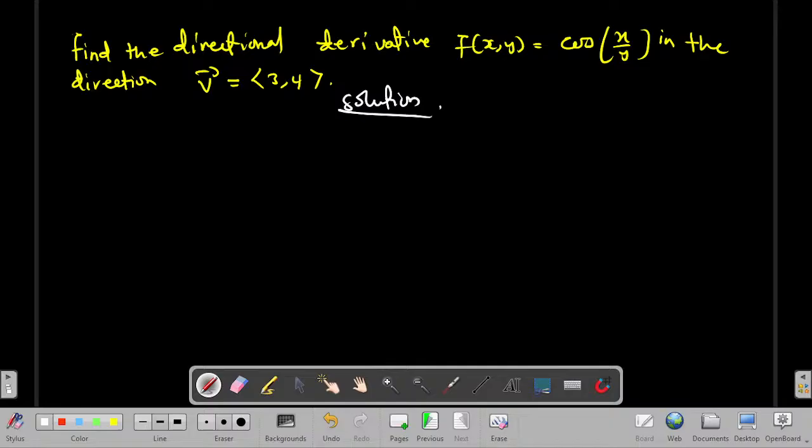How do we solve this directional derivative problem? To solve it, we simply have to ask ourselves what the directional derivative is. The directional derivative concept is about identifying the shortest or the longest, right? So I want to know the direction.